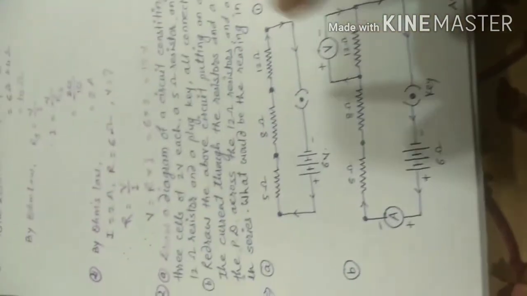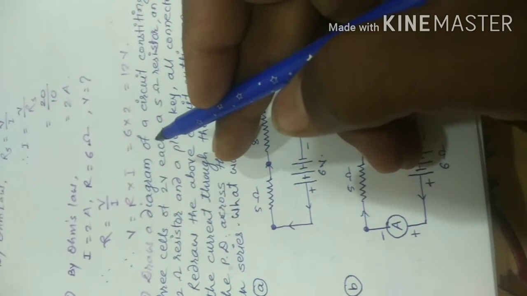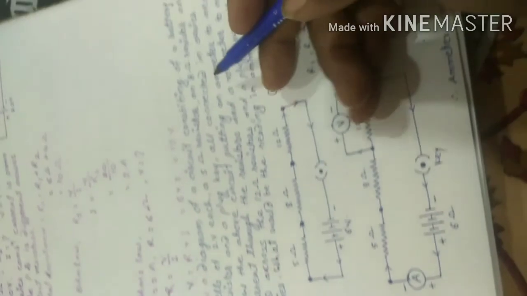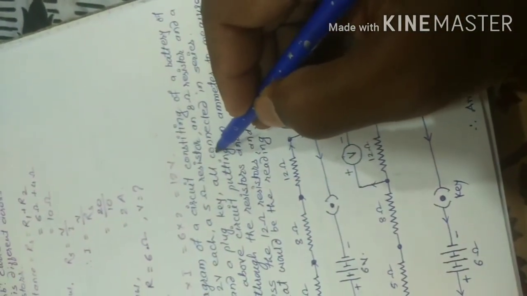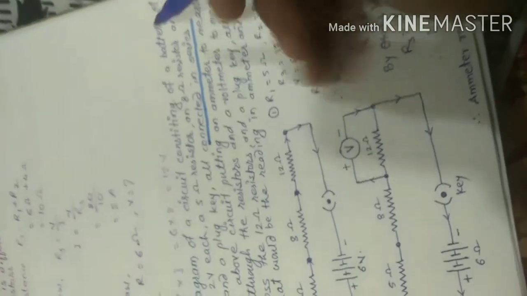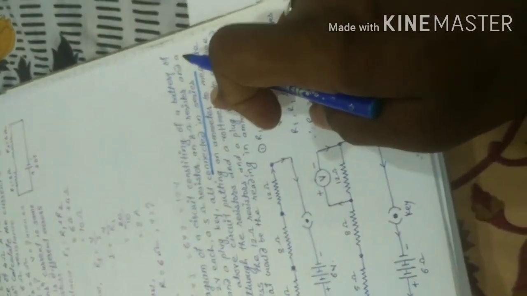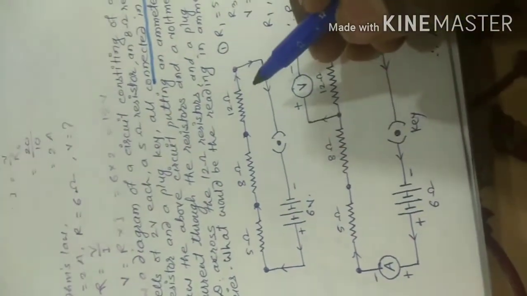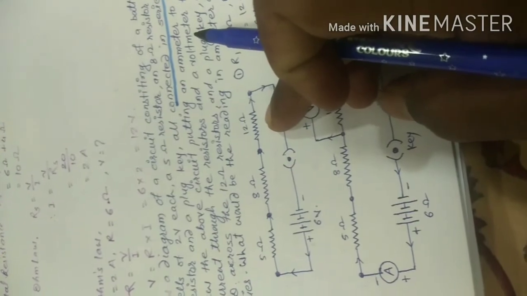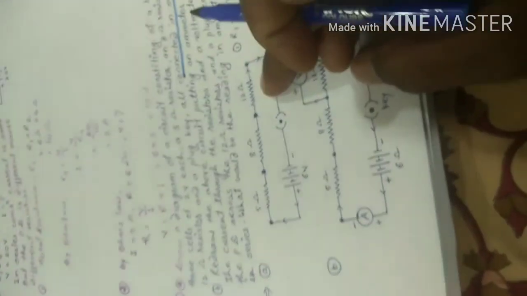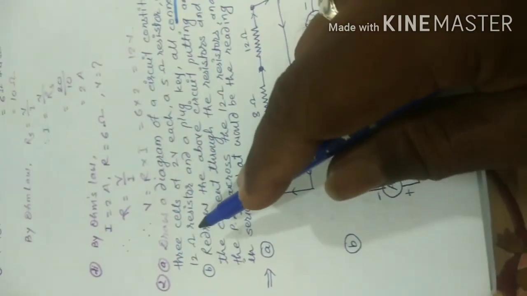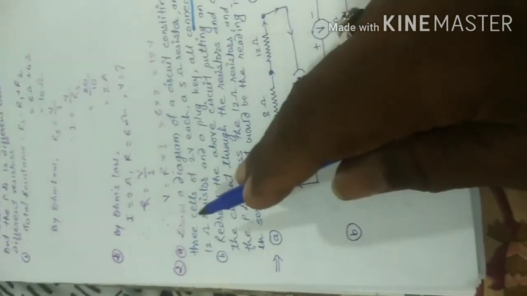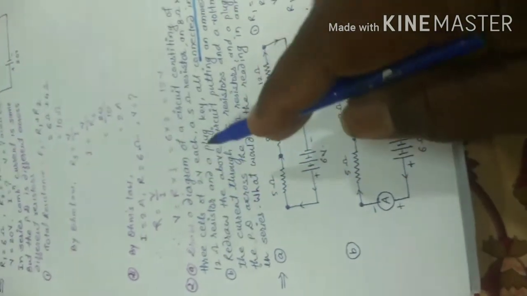So for that purpose, according to the first question, draw the diagram. Whatever resistors are given, those resistors are connected in series. See here it is mentioned. Resistors are connected in series. So in series combination first 5 ohm, 8 ohm, 12 ohm. These resistors we have to connect in series. Okay. Then there are 3 cells of 2 volt each. 2 volt each, 3 cells means total what? 6 volt.